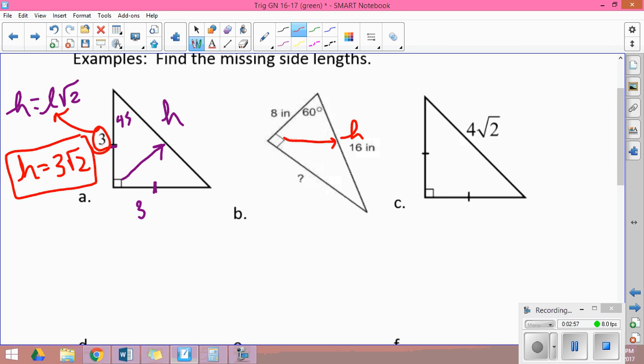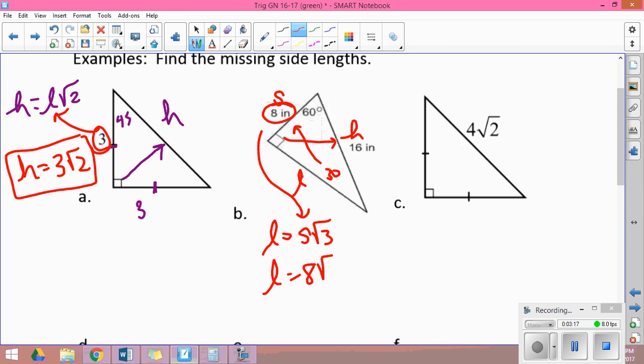Now here, I have a 30, 60, 90. Here's my hypotenuse. If this is my 30, that makes this my short side, and this is my long side. Now I want the long side. The formula said the long side is the short side times the square root of 3. Short side is 8. Substitute that in. The long side is 8 square roots of 3.